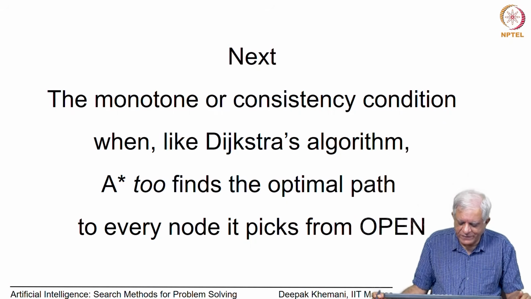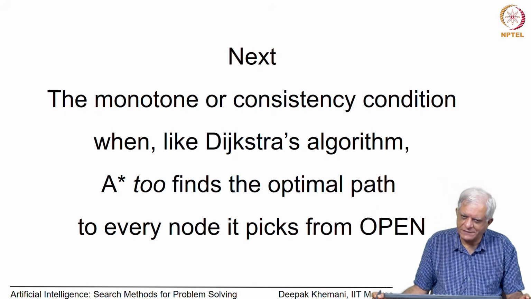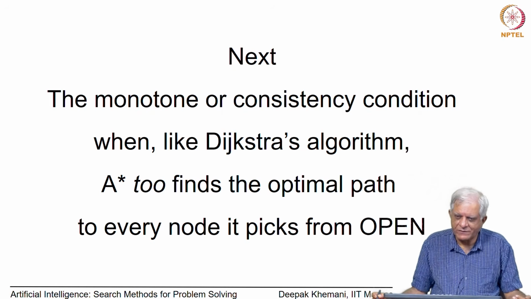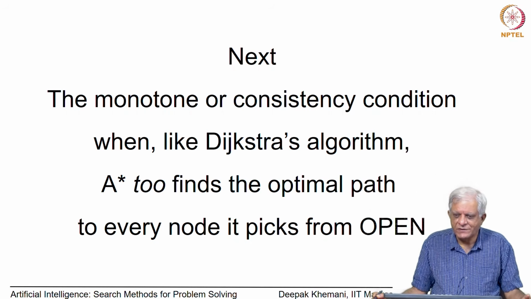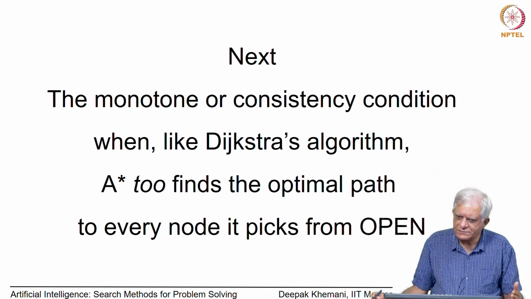Next, we will look at what is called the monotone or consistency condition, when A star will behave like Dijkstra's algorithm, which means that when it puts a node in closed, it would have found an optimal path to that node, or in other words, when it picks a node from open, it would have found an optimal path. And we will see that this monotone criterion will allow us to write better space saving algorithms, which in fact were devised in this century. So, we will take that up in the next session.